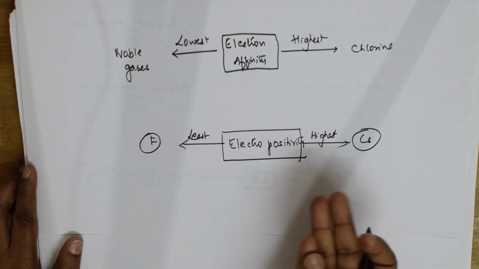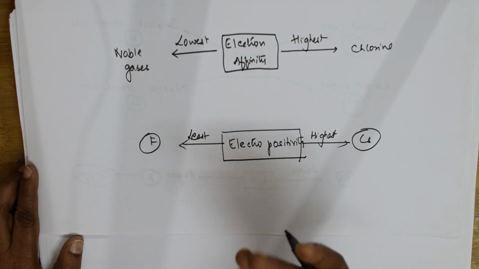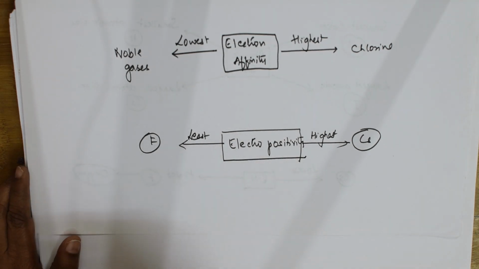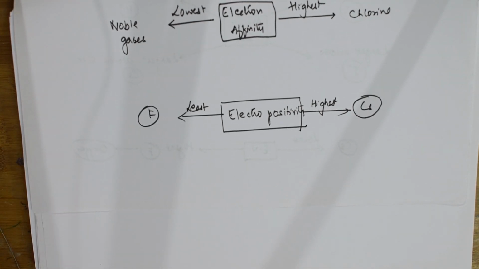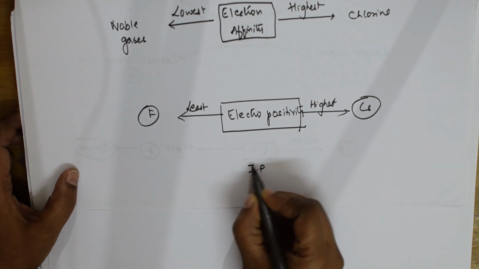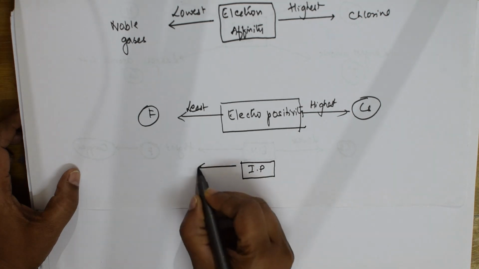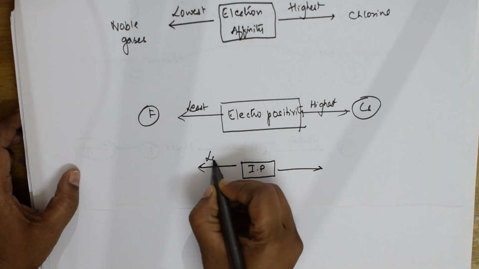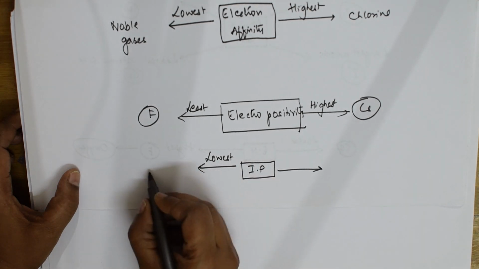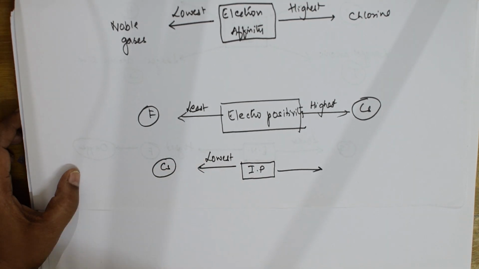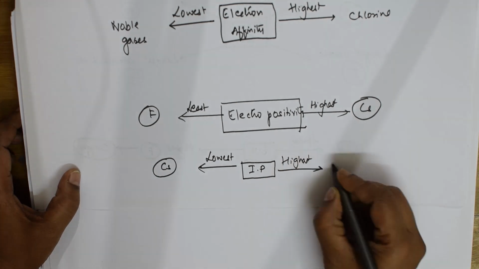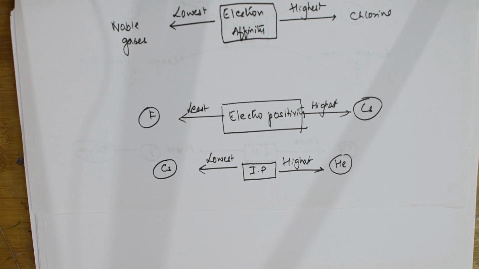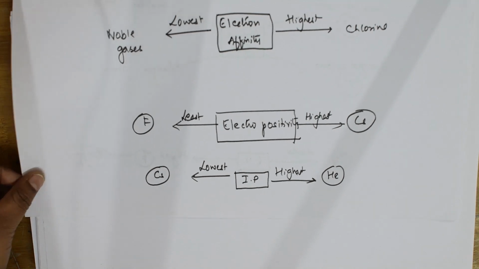Now electronegativity over, electropositivity over, atomic size over, electron affinity over. Let us write the next concept, ionization potential, IP. Again in IP, I'll be writing both on this side and this side. The element with the lowest ionization potential is cesium because the size is big. The element with the highest ionization potential is helium because it is an inert gas. Isn't it, students?